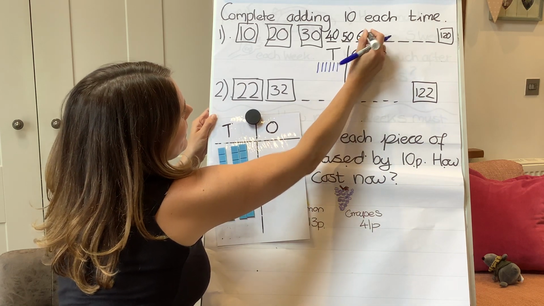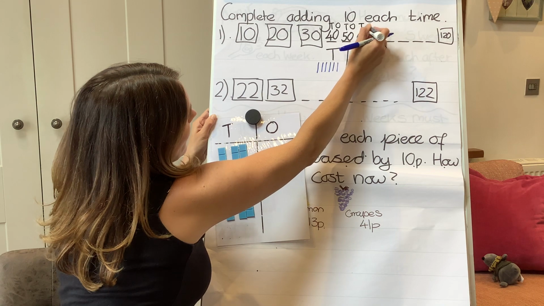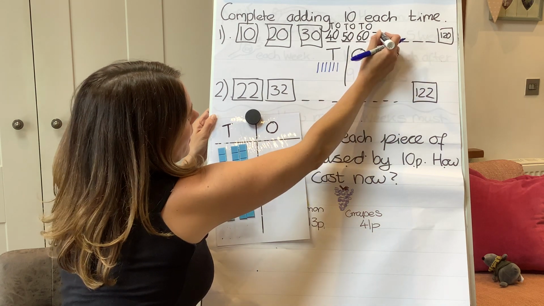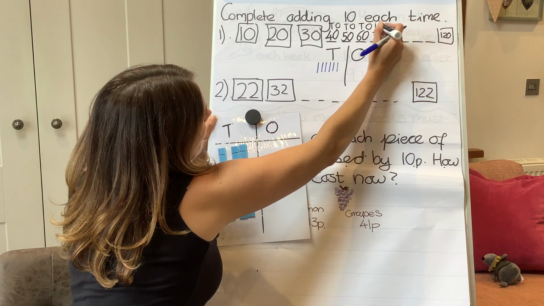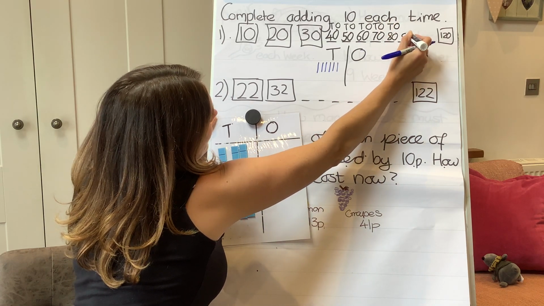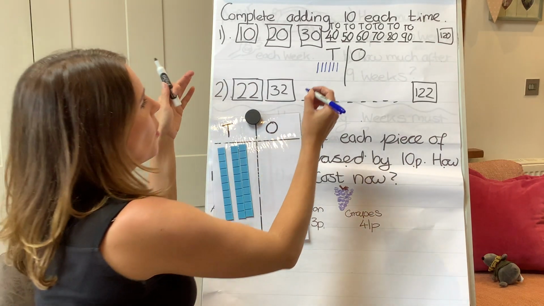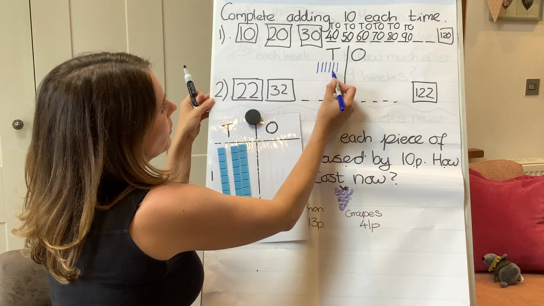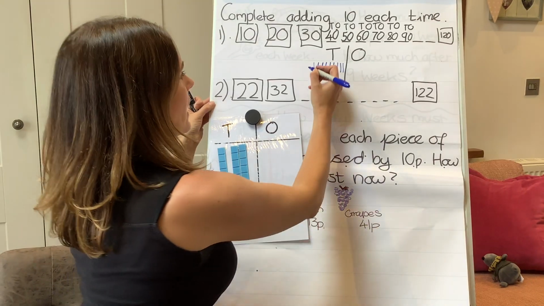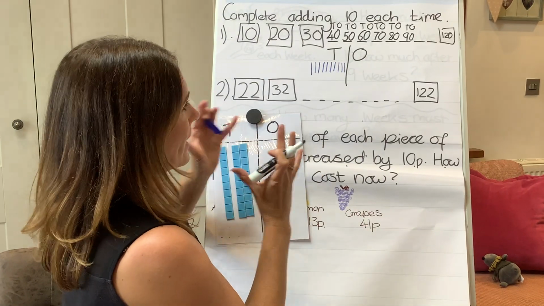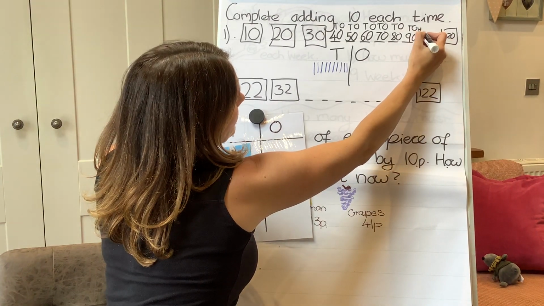And look what's happening to the 10s. The 10s column is just increasing by 1 each time. So then it goes to 70, 80, 90. And then when I add on 10 more, I've got 10, 20, 30, 40, 50, 60, 70, 80, 90. If I add 10 more, then I've got 10 10s, which is the same as 100.